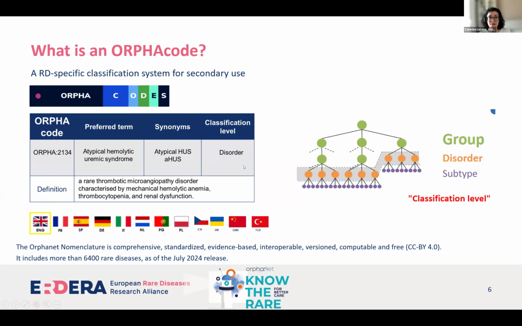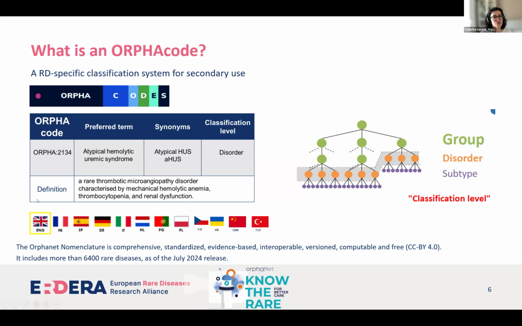We also associate a classification level, because the nomenclature of rare diseases in Orphanet is not a list. It is actually structured into a classification, and the classification is structured like this. I hope you see the arrow. We have groups that contain groups that contain groups, and then we have a single disorder level, that is the level of the confirmed diagnosis, and then disorders can have subtypes if we need to better specify the diagnosis. So these are what we call the classification levels.